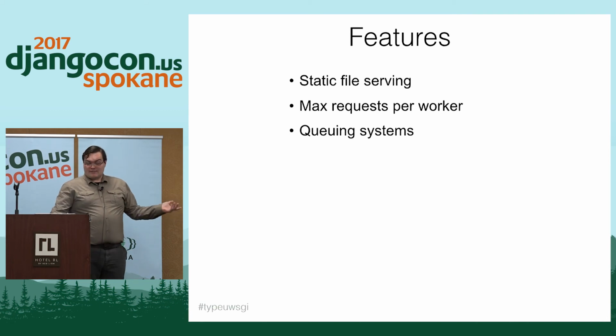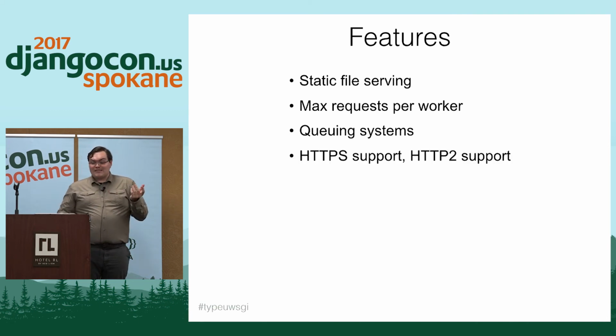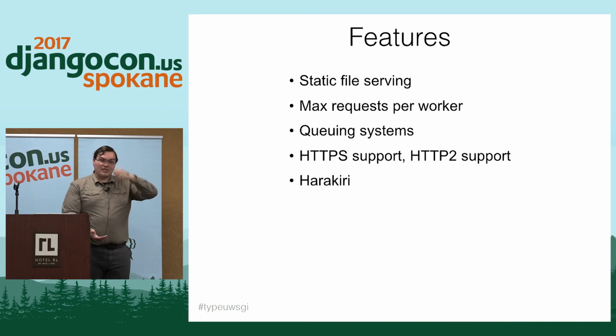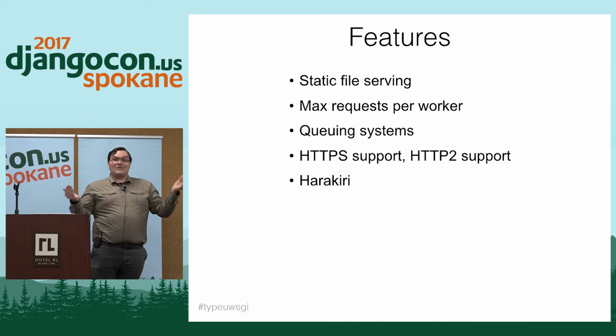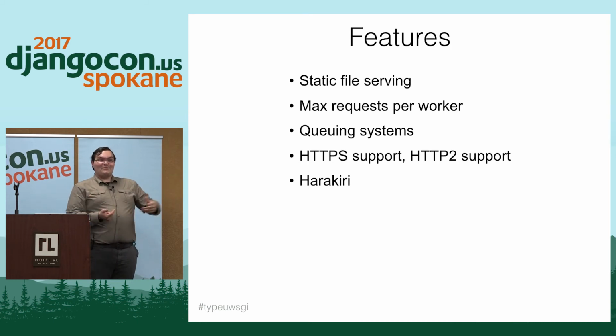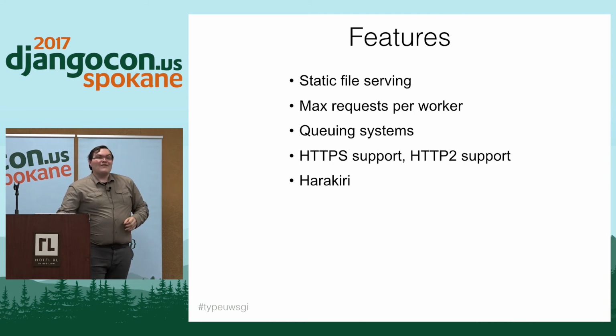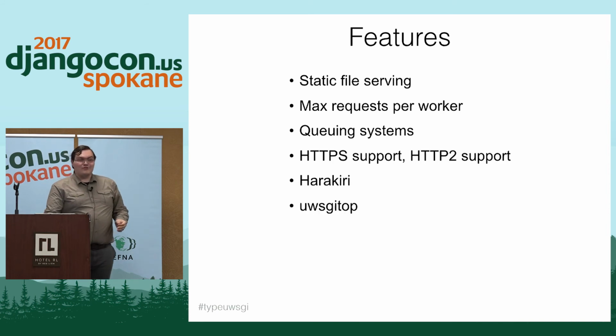uWSGI comes with a queuing system. uWSGI comes with HTTP support, HTTPS support, and HTTP2 support right out of the box. It comes with the Harakiri mode, so if a single worker grows to having too much memory, it'll just kill itself and start a new worker. Again, if you've got a memory leak, why debug it today when you can debug it 6 months from now and just have uWSGI take care of it for you? If you want to prove how well uWSGI is doing, you can use uwsgitop. If you want to see exactly where that memory leak is coming from eventually, you can use memory report.